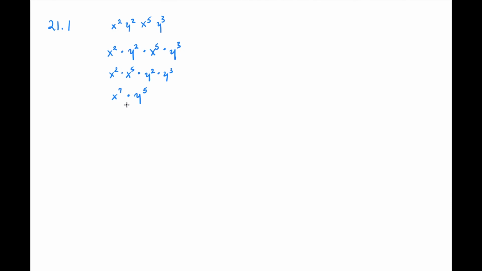We don't have to have the multiplication symbol. We understand when we write variables together that they're factors and they're being multiplied against each other. So we can just write it like this. This is our answer. Okay?